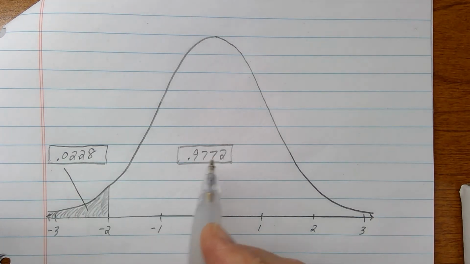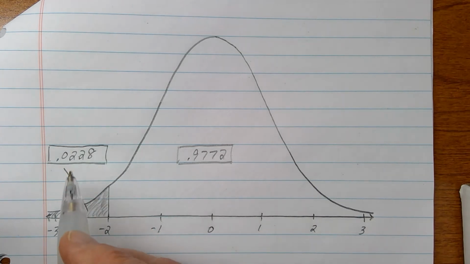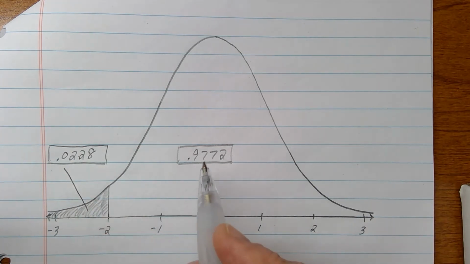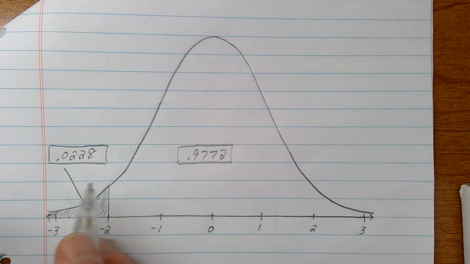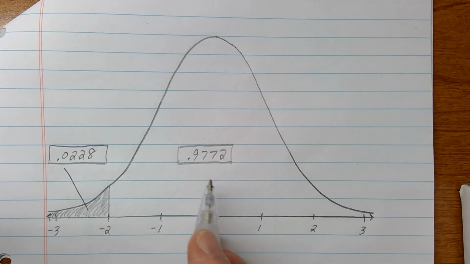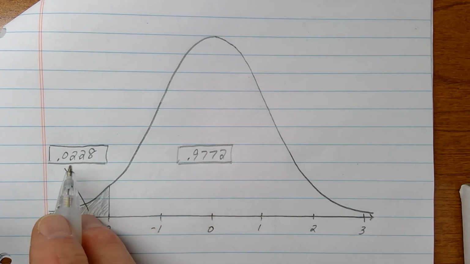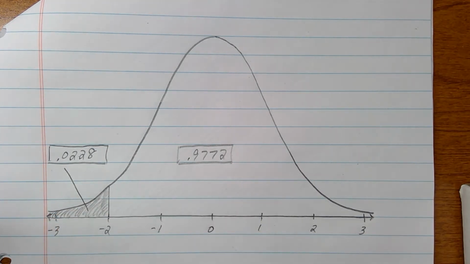And then again, to find the area of the white, you just take the shaded area away from 1 to get your 0.9772. It just needs to add up to 1. That's a real simple calculation. Look this up in the table, and then to find the white area, you just subtract this from 1.